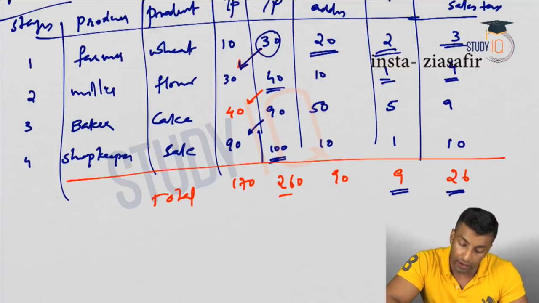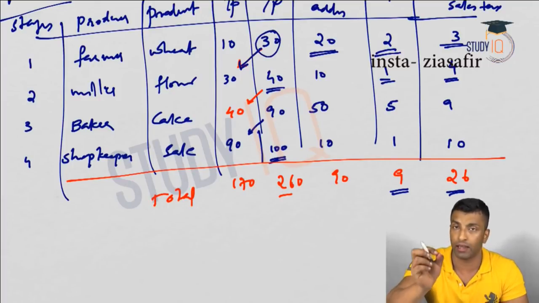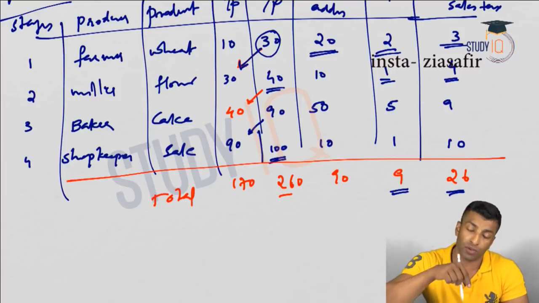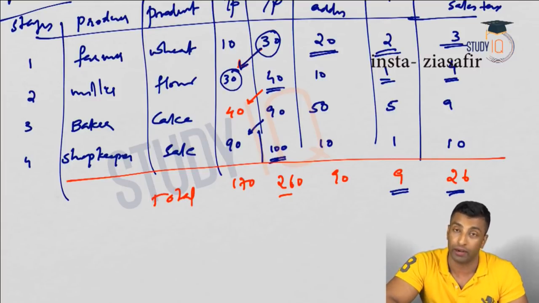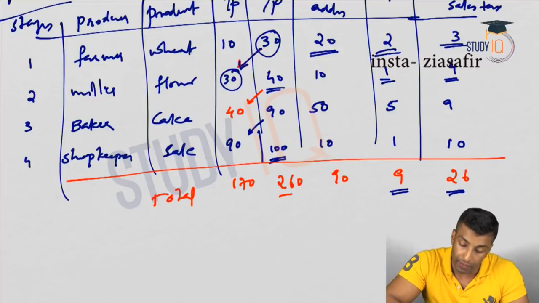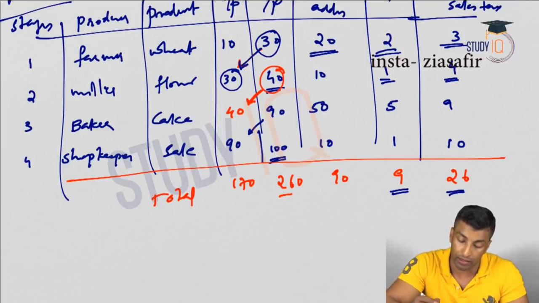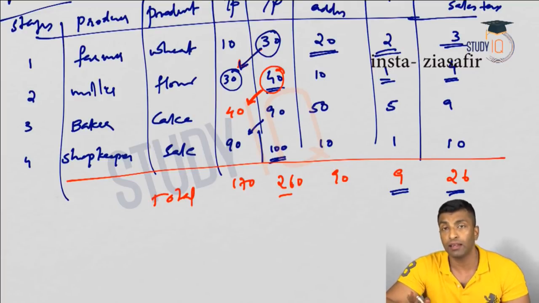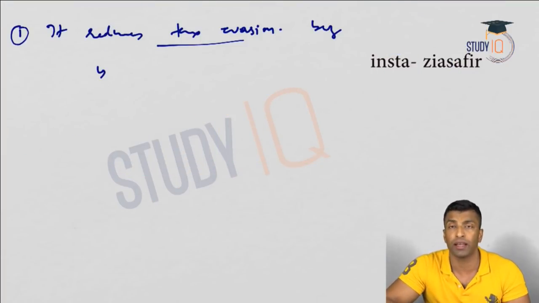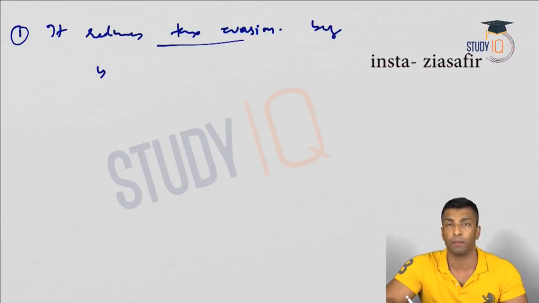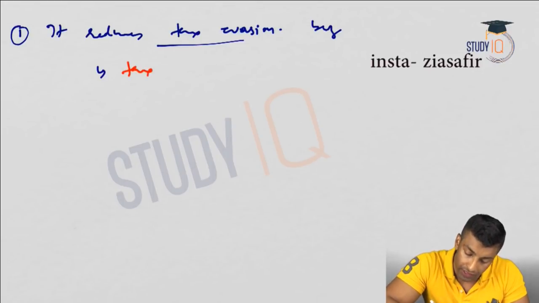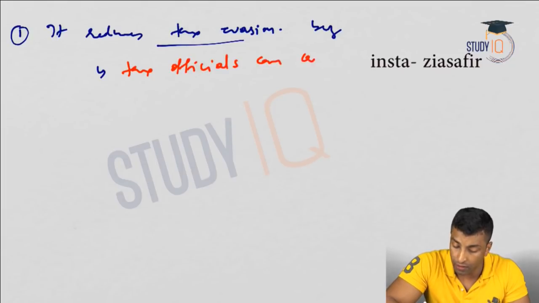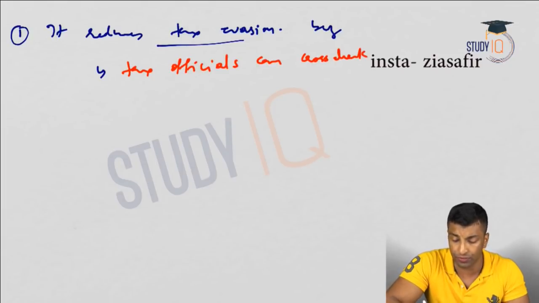So if the farmer is telling a lower amount, the tax officials can actually cross-check it with the miller. And in the second case, if the miller is giving a lower amount, the tax officials can cross-check with the baker. Like that, there will be possible cross-checking and tax evasion can be minimized drastically. So I'll write it down. Tax officials can cross-check easily. So that is the first thing.